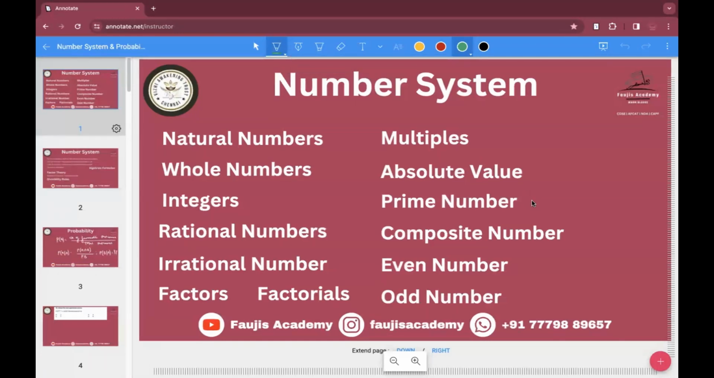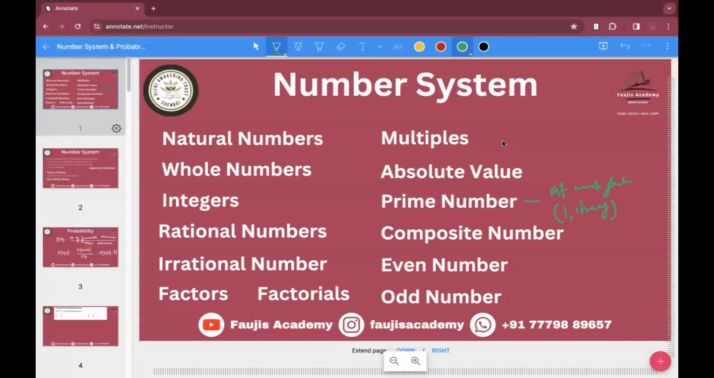So what are prime numbers? It's defined as the numbers which have only two factors, at most two factors. And what are those two factors? Number one, and the number itself.